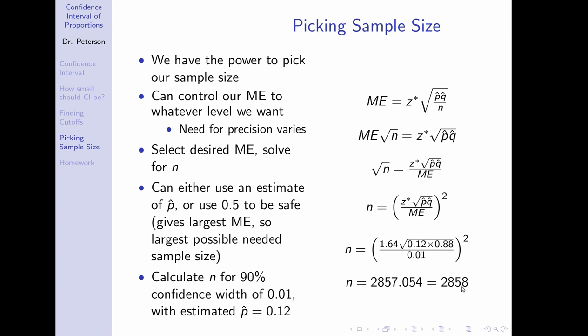Now an important note here is that every time we do something like this, you always go to the next highest integer. You do not simply round, and the reason for that is that we want a precision of at least 0.01. We want our margin of error to be 0.01 or less, and if we were to round and go to the next lower integer, like would be appropriate here, we might get a confidence width that's just slightly larger than that. So for this purpose only, you always go up to the next integer if you're interested in calculating for a sample size.